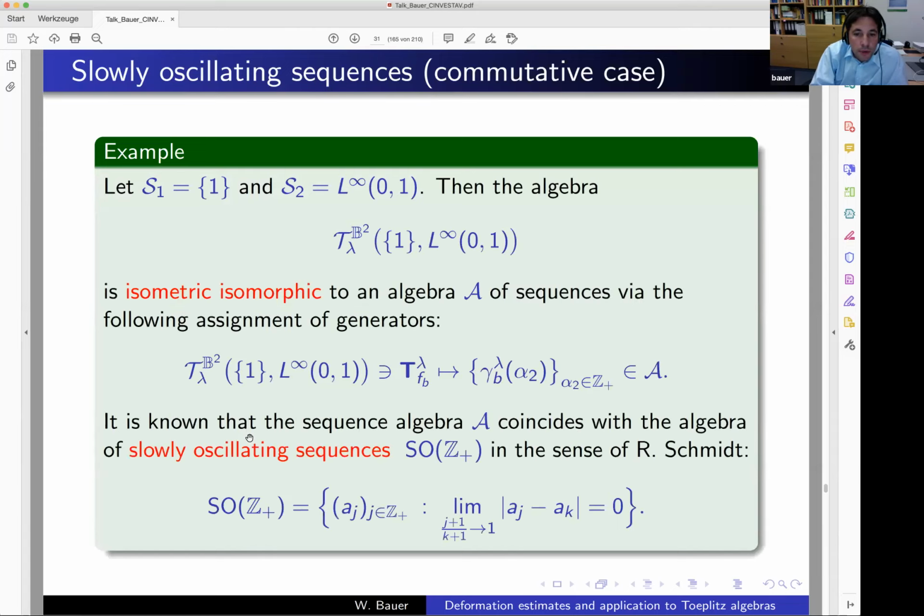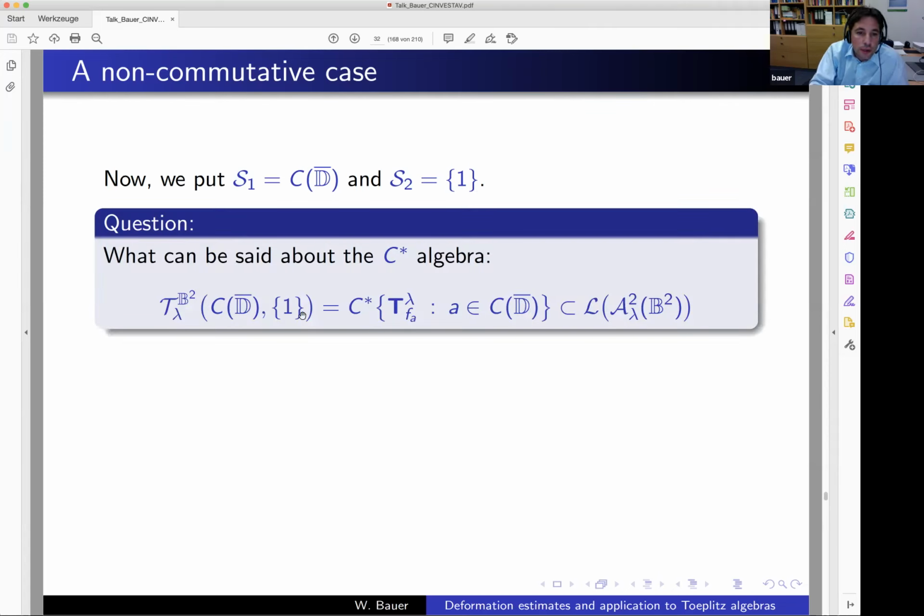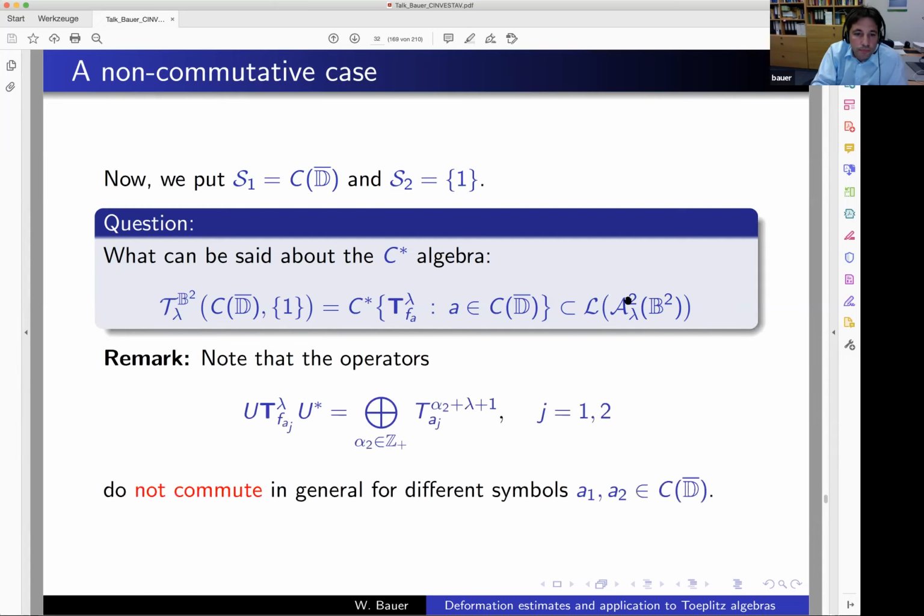Okay, so time is running a bit, so I will skip the next example and come to one example which is more linked to the quantization which I explained. And now I want to choose S1 to be all continuous functions on the closed disk, and S2 is just the simple set only consisting of the one function. And then I want to see what comes out of this, what kind of algebra I can get. So I look at the algebra T lambda B2 of continuous functions on the closed disk and 1, and that I consider as a C-star algebra inside all bounded operators on A lambda 2.